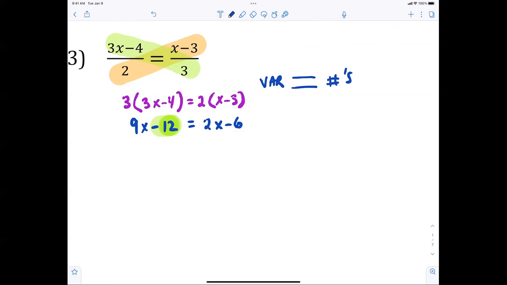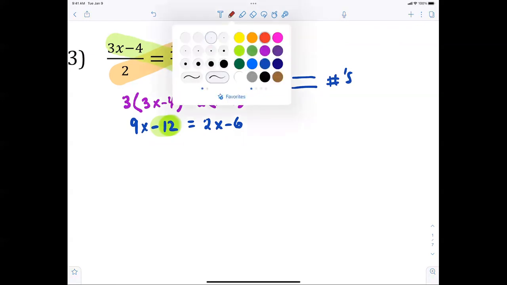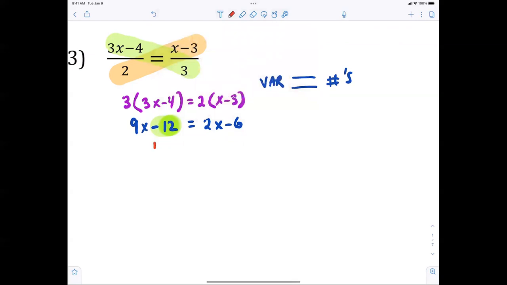All right. Now to move negative 12, all I have to do is what? Add 12 to both sides. Now I have to move the 2x. When I move the 2x, I have to do what? No. What do I do? Yes, thank you. Subtract 2x.